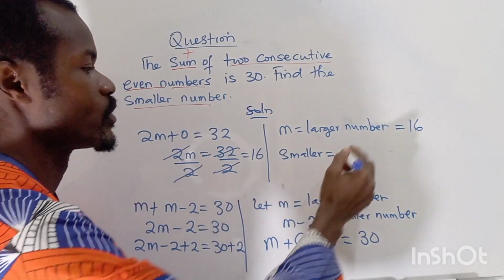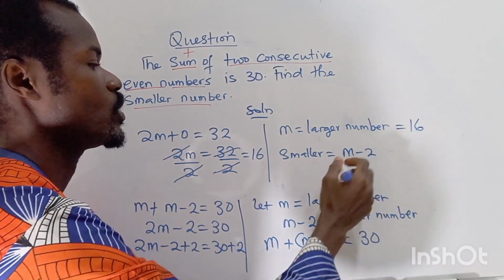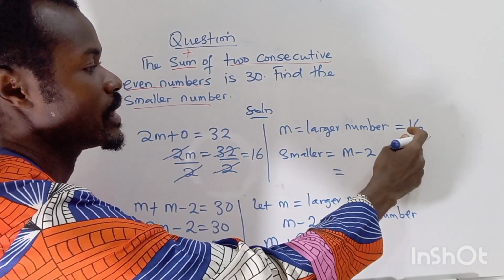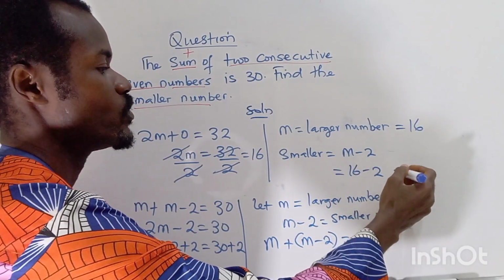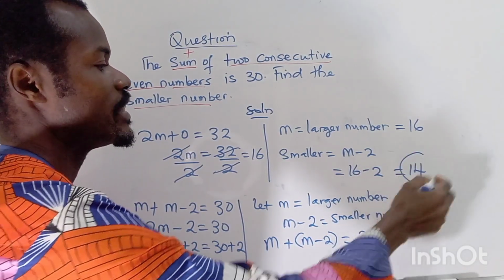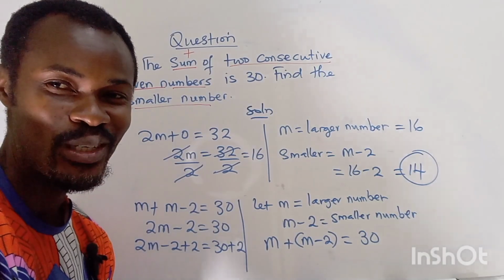So now the smaller number becomes n minus 2. N is 16, so we say 16 minus 2. So that will give us 14. So this is the second approach to this problem.